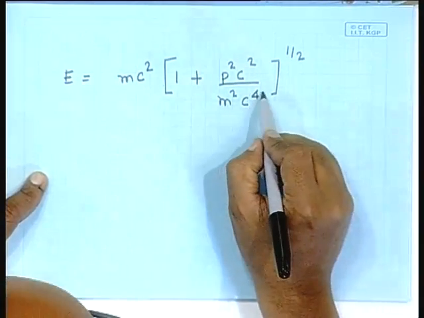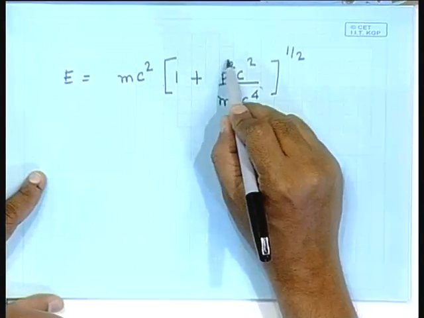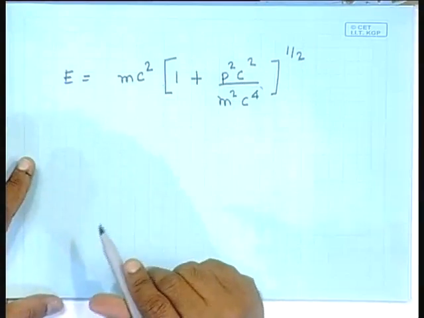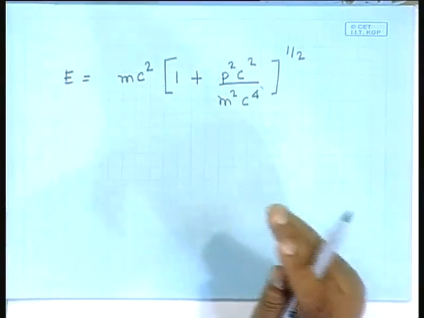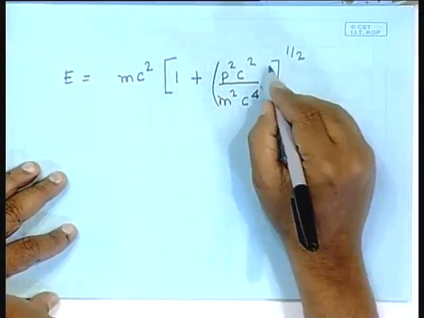Now, this is the square of the rest mass energy, and this is the extra contribution that arises when the particle moves. Now, let us assume that the particle moves slowly so that the contribution from the momentum is small. Under this assumption, this number is going to be very small.